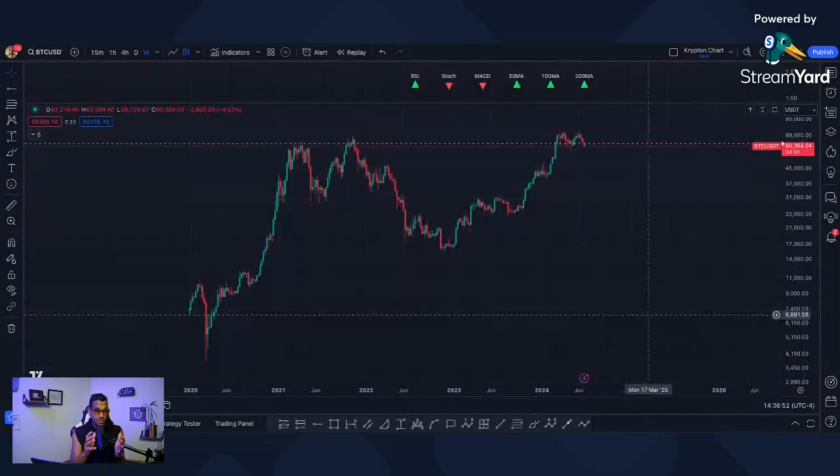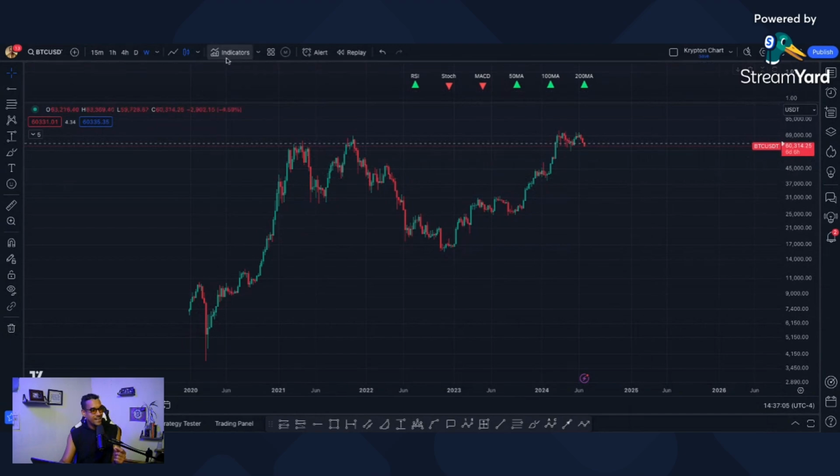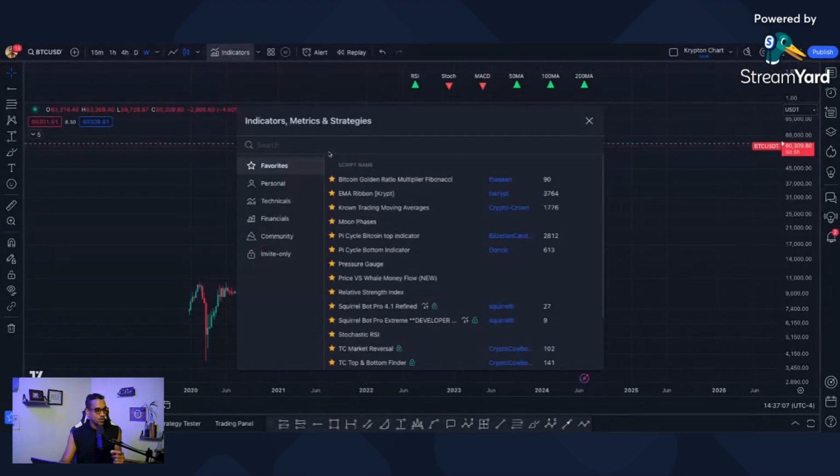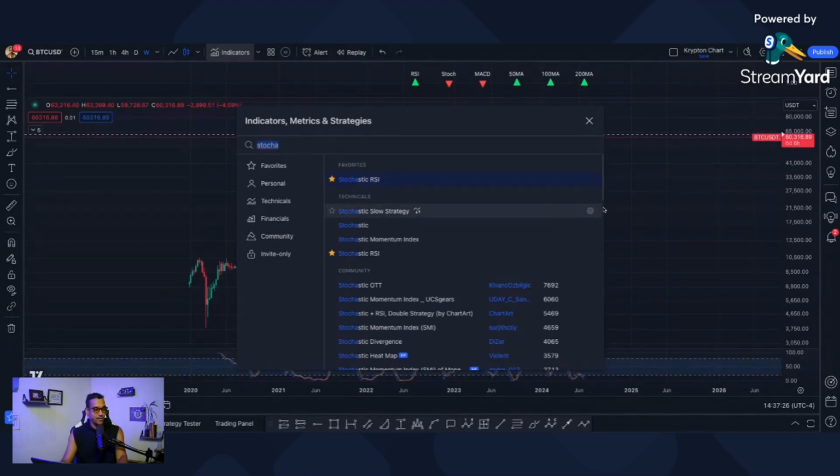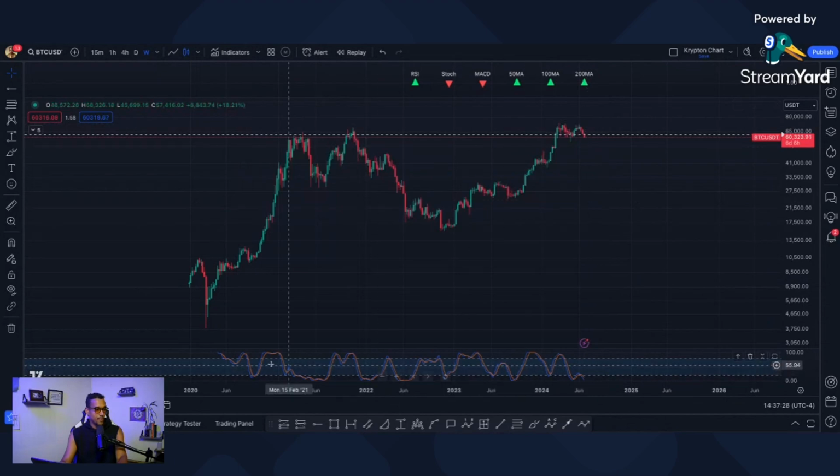So what do you do to find this Stochastic RSI? Very simple. First off, you need to open up a TradingView account. You can use a link down below if you don't have one yet. Go ahead and do so. Once you create your TradingView account, you want to check here in indicators and search for Stochastic RSI. Here we go. You can go ahead and put the favorite star on it, that way it's easy for you to find in the future. That is going to populate the Stochastic RSI indicator at the bottom of your chart.